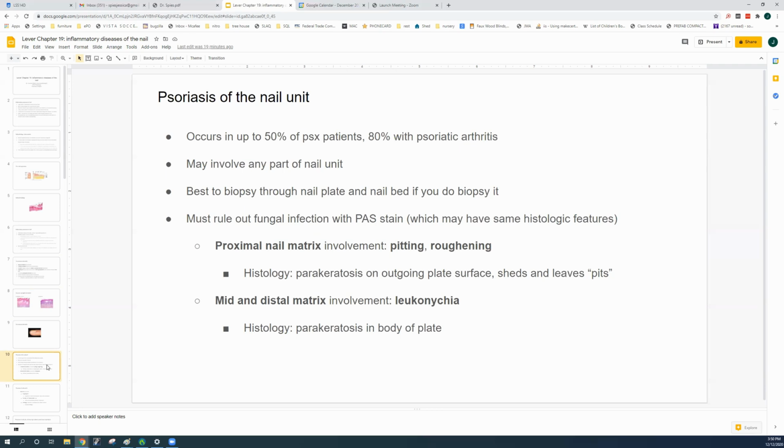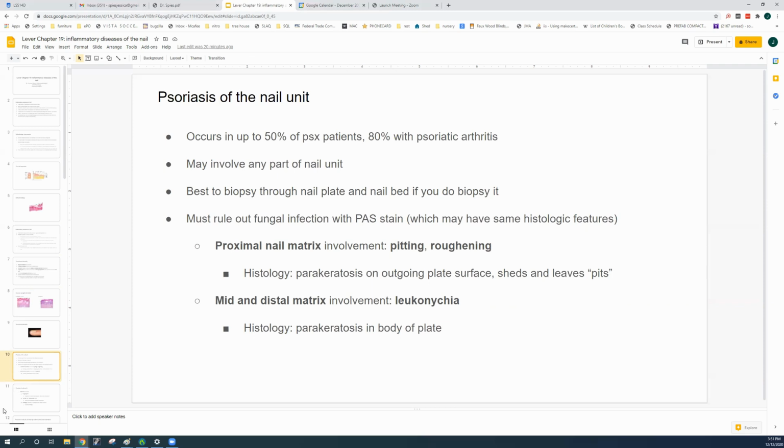Probably the next most common inflammatory disease that affects the nail is psoriasis of the nail unit. Nail involvement occurs in up to 50% of psoriasis patients, and up to 80% of patients with psoriatic arthritis. It can involve any part of the nail unit. If you have to biopsy it, it's best to biopsy through the nail plate and the nail bed, because that's usually where you're going to find the pathology. As in cutaneous biopsies, you must rule out a fungal infection with a PAS stain. Psoriasis and fungal infection can have the same histology.